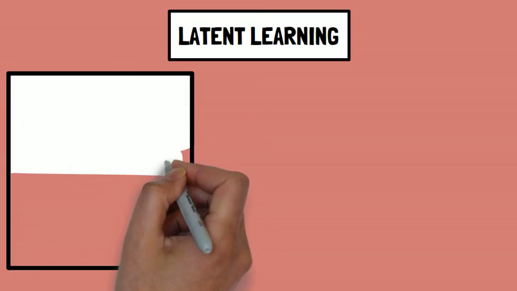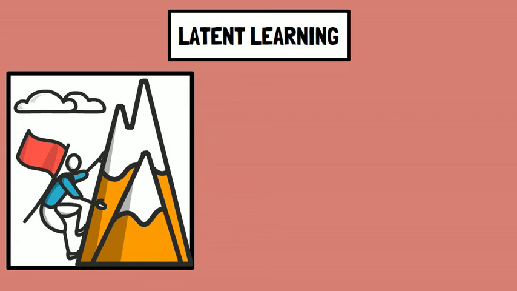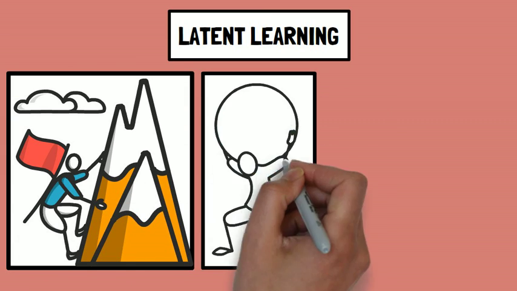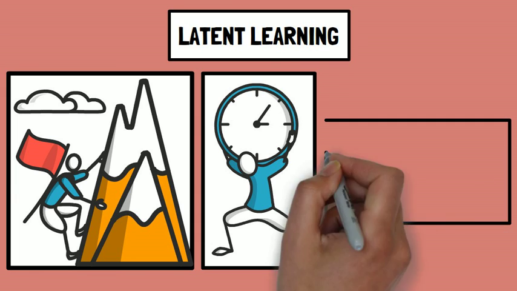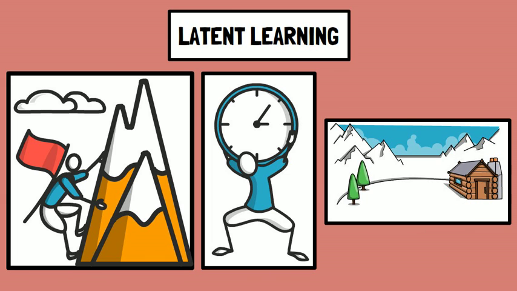Another important aspect of cognitive learning is latent learning. Latent learning occurs when an individual learns something new but does not demonstrate that knowledge until a later time when it is needed. The learning is said to be latent because it is not immediately apparent, but rather emerges when the individual is motivated to use the learned information.